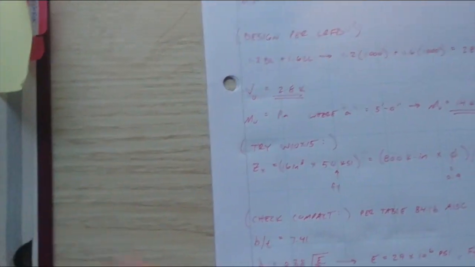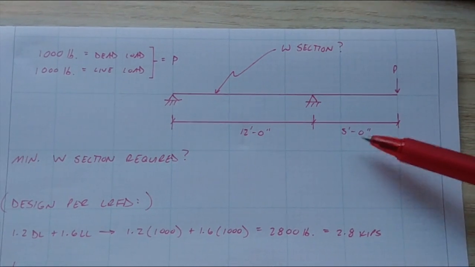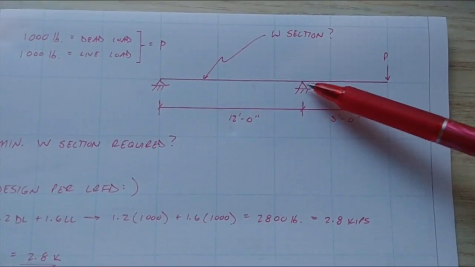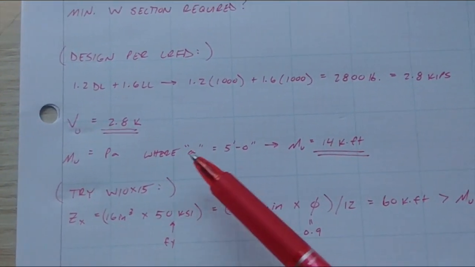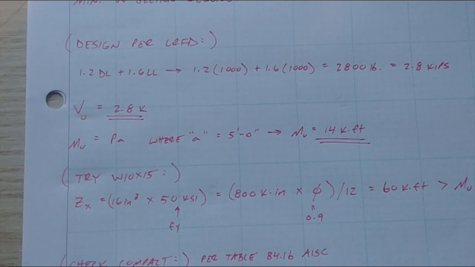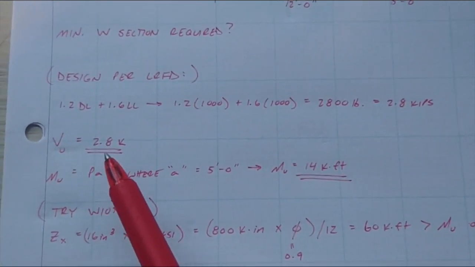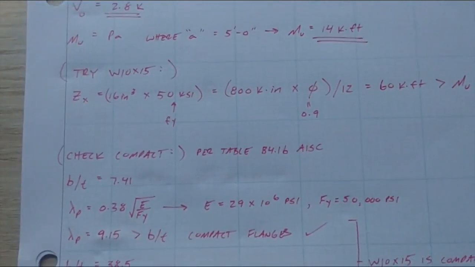So if we swing back over to our example, get my book out of the way. Our a distance is the 5 feet. That's our cantilever length. So P times a equals Mu, where a equals 5 feet. Boom, 14 kip-feet. So that's our Mu, and Vu just equals P, which is 2.8 kips. Done, done. All right, moving on.